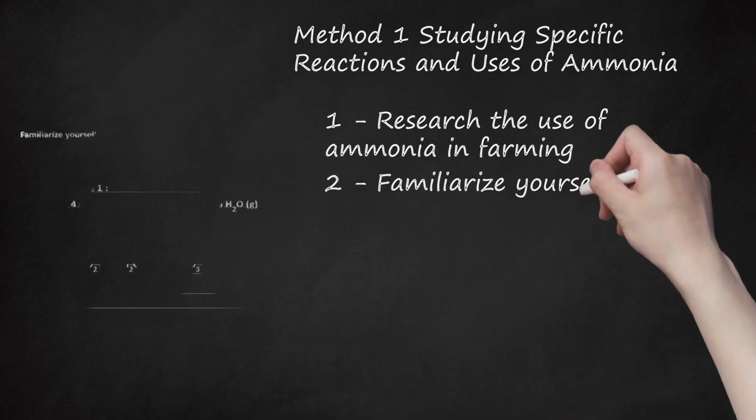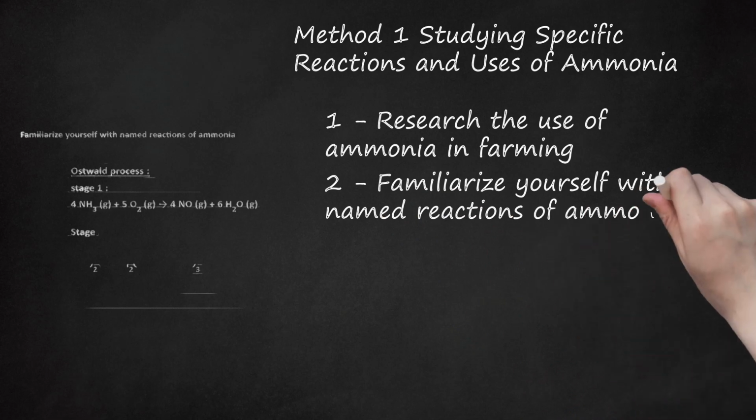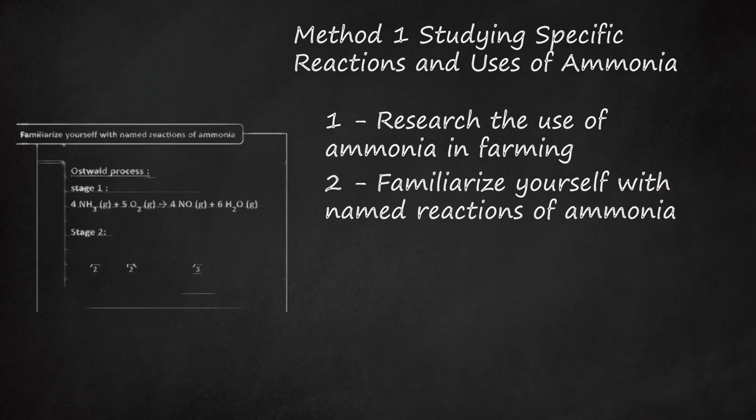2. Familiarize yourself with named reactions of ammonia. Ammonia has many uses, and some of the more specific reactions are named. The synthesis of nitric acid is referred to as the Ostwald process, and involves combining ammonia with excess oxygen under conditions that yield nitrogen dioxide. The NO2 is then bubbled through water, which absorbs the gas and converts it to nitric acid.